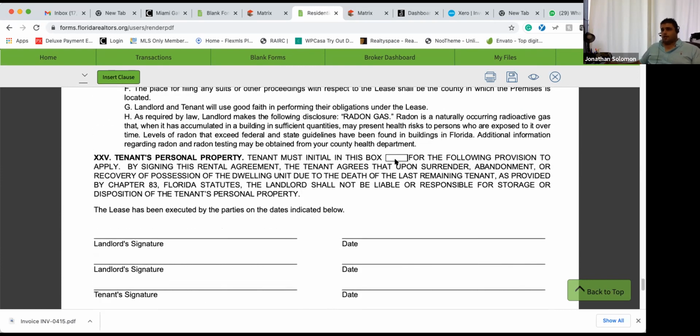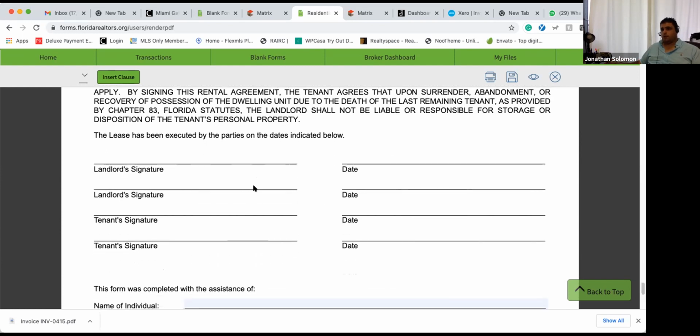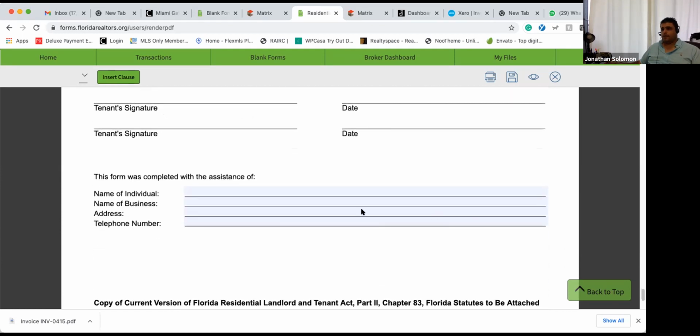This section is important for the tenant to initial. That means that the landlord is not going to be responsible for the tenant's personal property after they leave the property. So it's their responsibility to take everything with them. And the signature part: landlord signature, tenant signature, date, and your information right here.